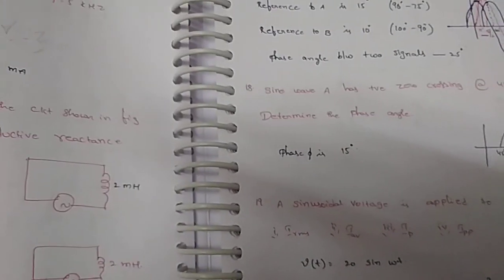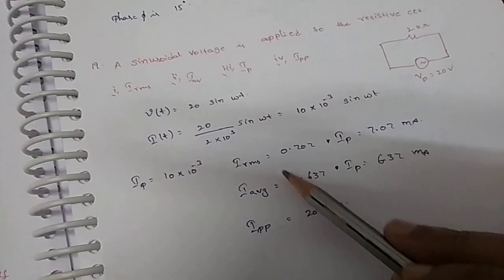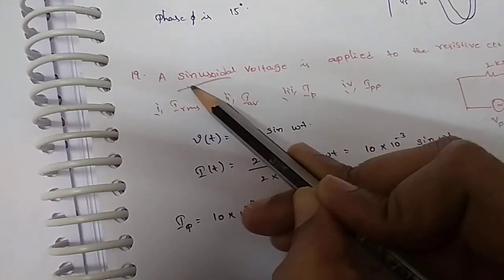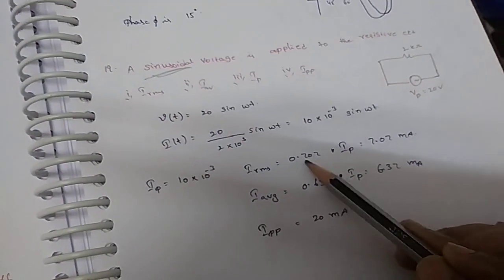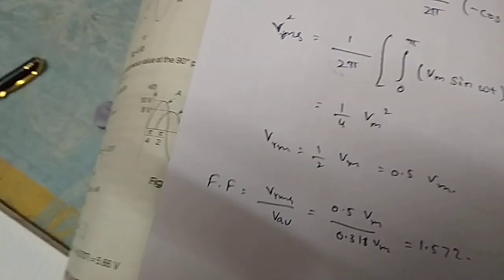Okay. In similar fashion, we are going to calculate the RMS and average current for a given circuit also. The only thing is whether they mention this is sinusoidal. Unless they mention whether it is sinusoidal or whatever it is, we are unable to solve.